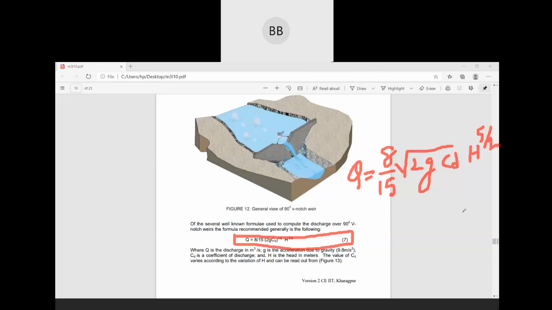So this is the equation for sharp crested triangular notch. Here the small g is acceleration due to gravity. You can take 9.81 meter per second square. Cd is coefficient of discharge. H is the head in meters, and Q is the discharge in meter cube per second.